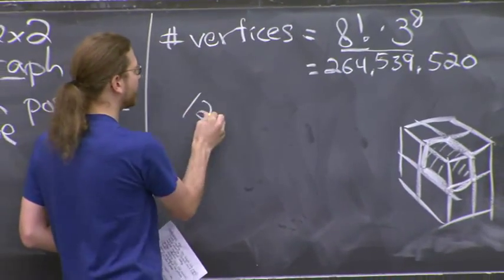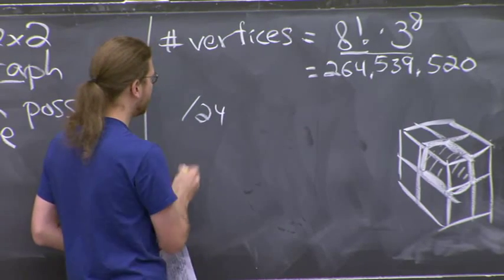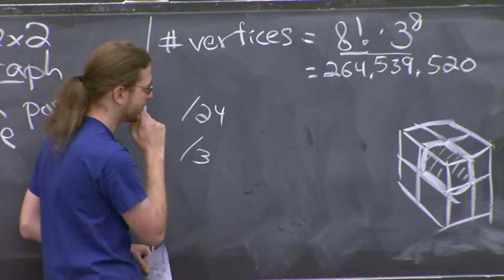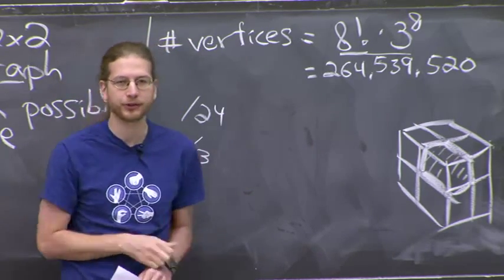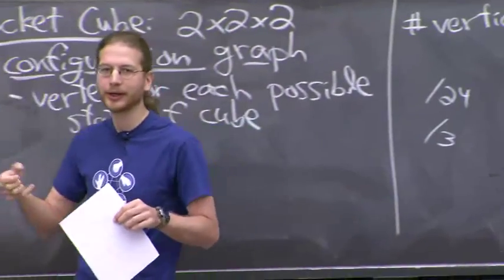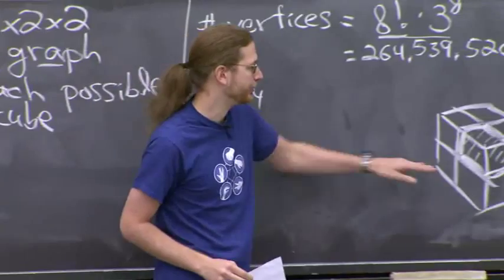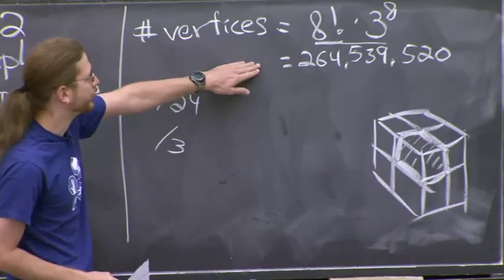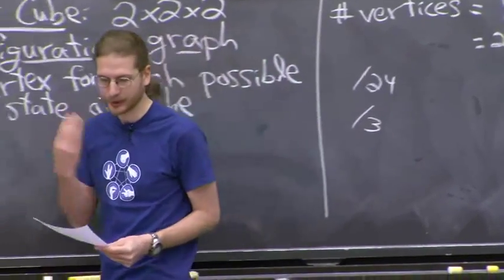You get to divide by 24 because there's 24 symmetries of the cube, 8 times 3. You can divide by 3 also because only a third of the configuration space is actually reachable. If you're not allowed to take the parts apart, you have to get there by a motion. You can only get to 1/3 of the 2 by 2 by 2. So it's a little bit smaller than that if you're actually doing a breadth first search, which is what you're going to be doing on your problem set. But in any case, it's feasible.